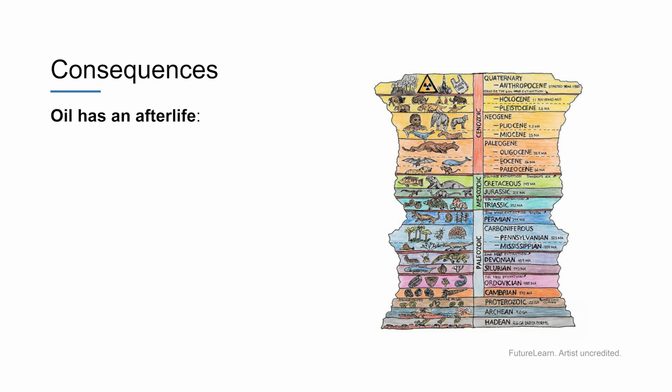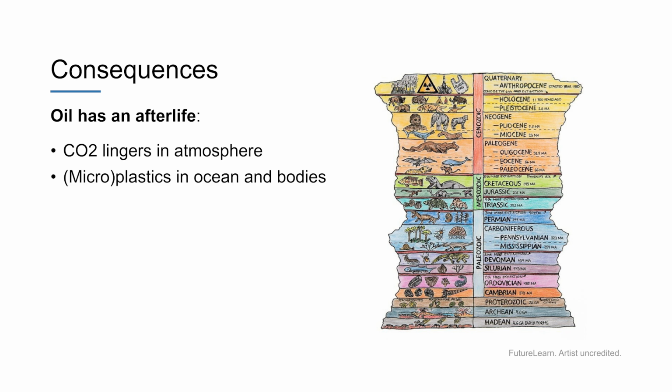Petroleum products will continue to shape our planet long after we stop using them. We can see this in the carbon dioxide lingering in the atmosphere, the plastics in the ocean, the microplastics in our bodies, and the layers of waste accumulating in the ground.